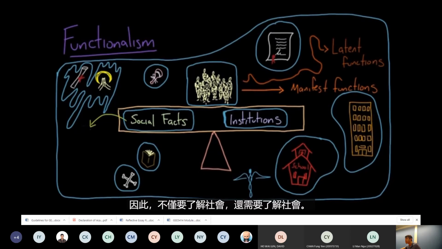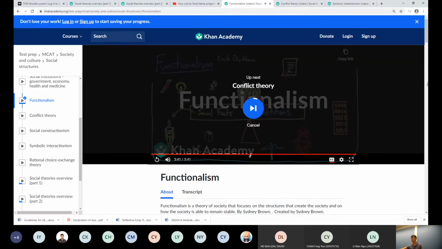Right, so while there's more to understanding a society than just looking at the stable state of its parts, functionalism is helpful in understanding the workings of society by examining the functions of its integral structures.